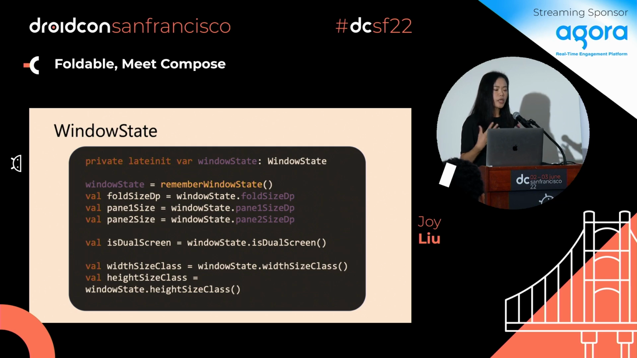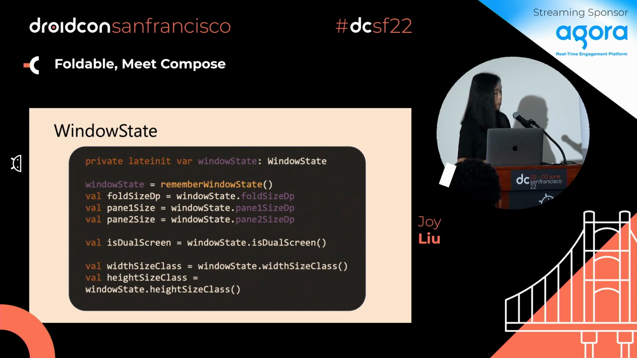Window State would tell you whether the application is in dual screen or not, meaning whether the application is in single-screen mode or expanded to cover the whole display area. And then we have the width size class and height size class from the window size classes.